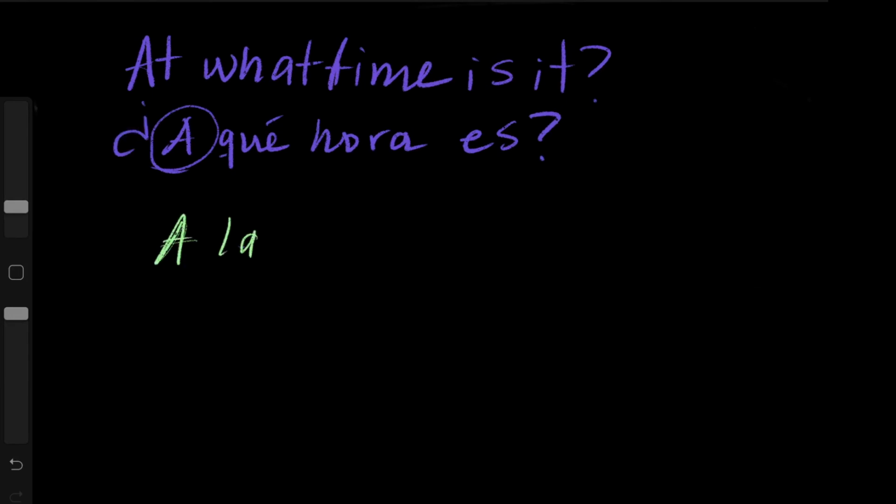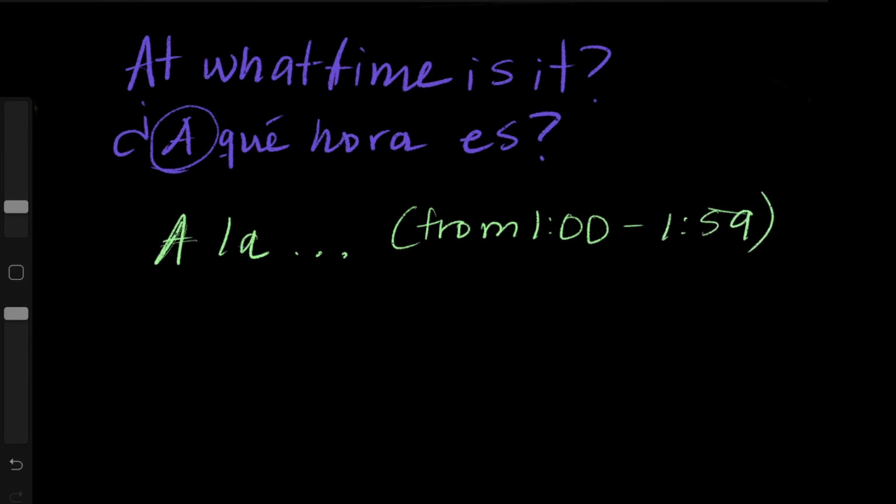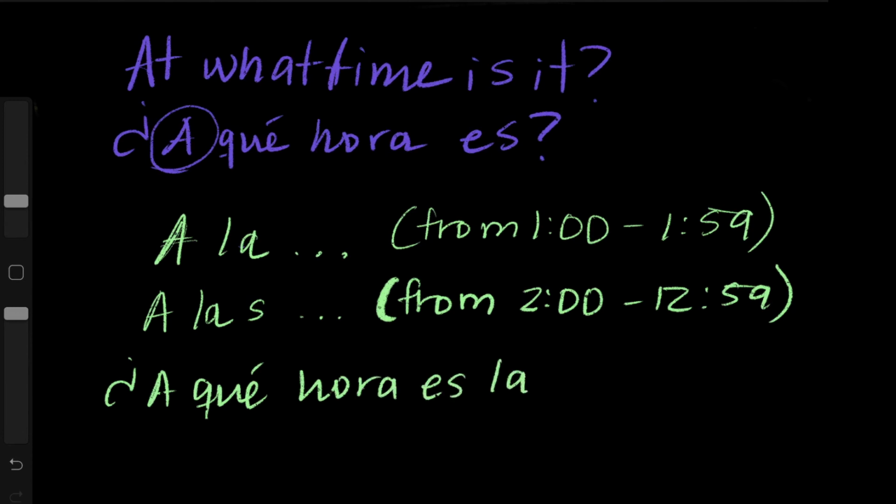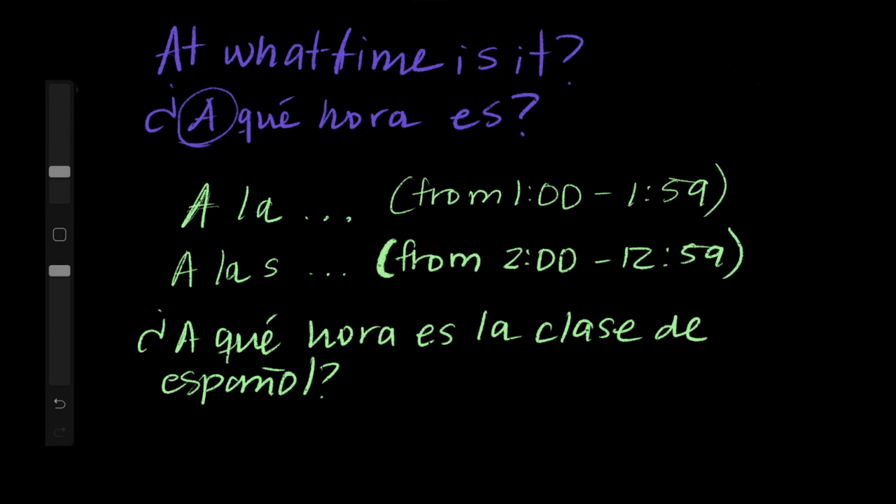And since we're talking about the time that an event is going to take place, we have two ways of answering, singular and plural, as we saw before. So if an event takes place at 1, or from 1 to 1:59, we're gonna say a la, and a las for all the other numbers. Think of a la and a las here as saying at. For example, ¿a qué hora es la clase de español? Es a la 1 de la tarde.